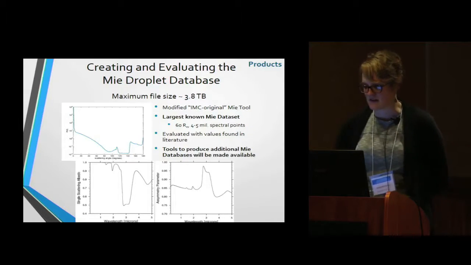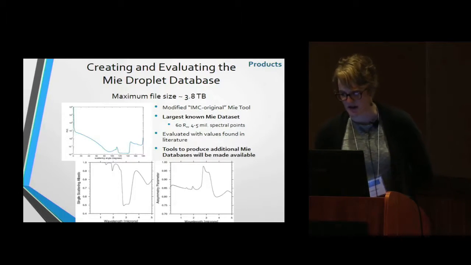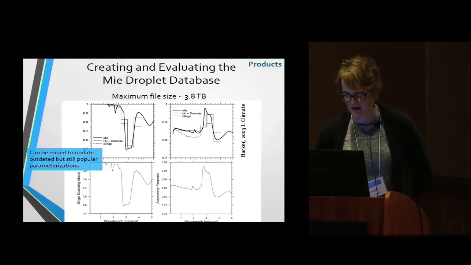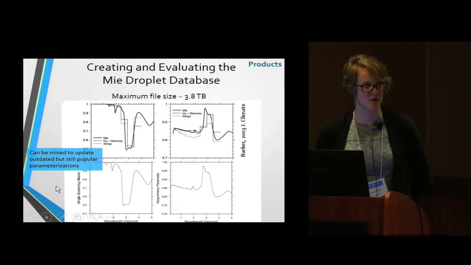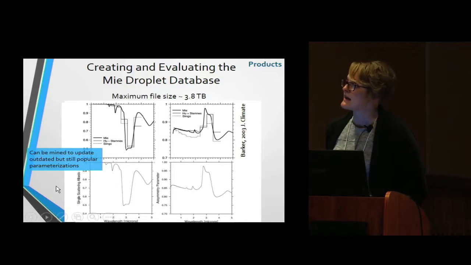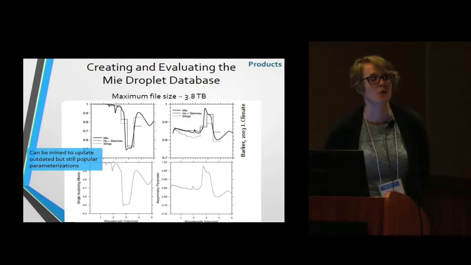I also evaluated these with values found in the literature, which you can see here. This is a plot from a paper in the Journal of Climate. And if you compare the thick black lines here to the thin black lines below, which are from my model, there's good agreement.